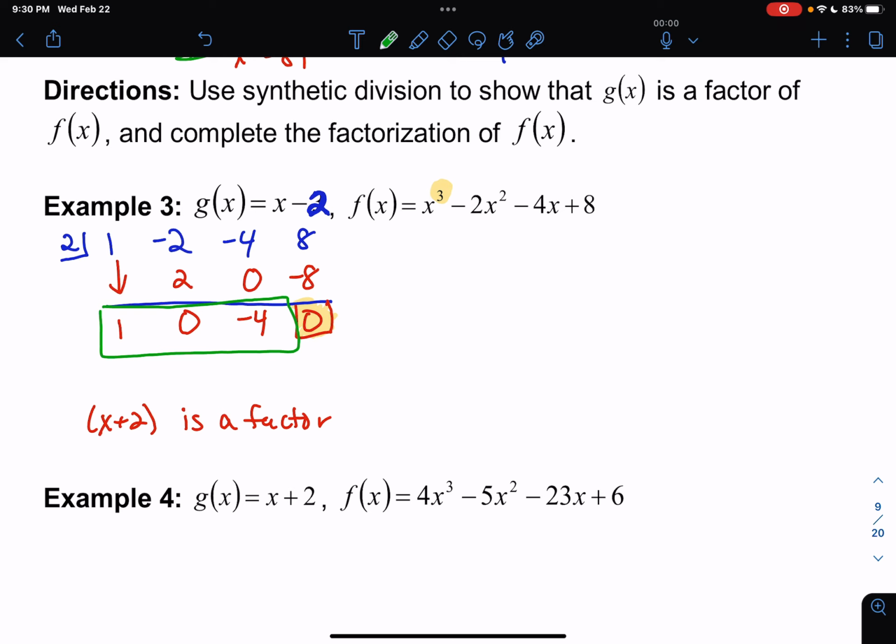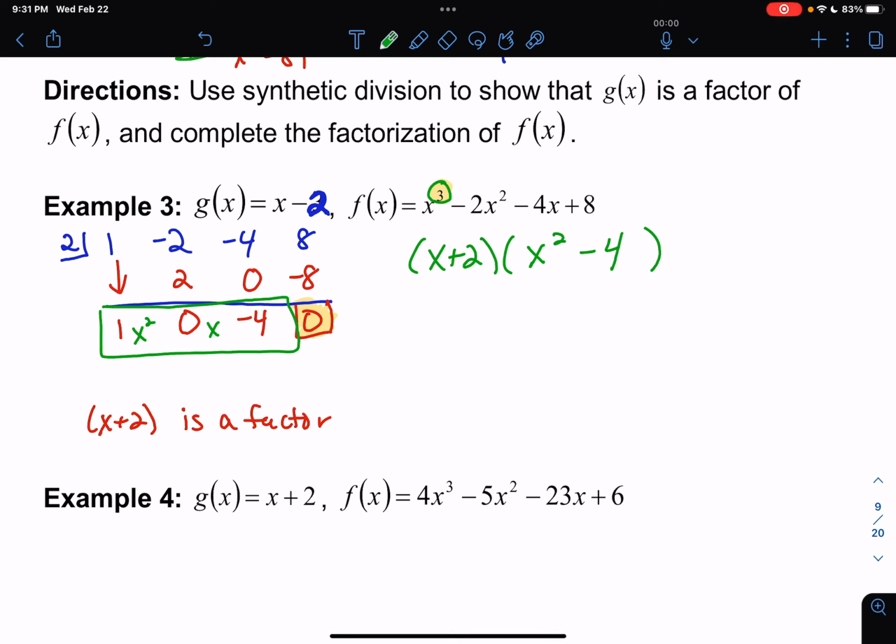So we can say that this is a factor. If we divide out that x plus 2 factor, what would be left over is the quotient. And since this was an x to the third and we're dividing out an x factor, we're going to reduce that exponent by 1. So it's going to be 1x squared plus 0x minus 4. And the other factor is going to be x squared minus 4.